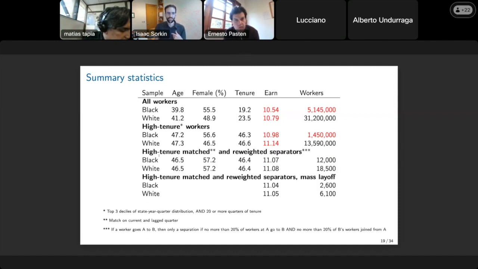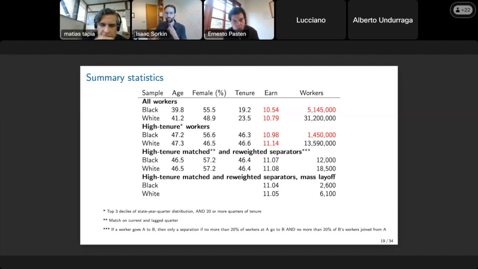Then I'll show you high tenure matched and reweighted separators. These matched and reweighted separators have mean earnings that lie between the earnings of high tenure black and white workers, so they don't look wildly strange. Ultimately I'll extrapolate from these samples to this sample, and they don't look wildly different. They have about the same amount of tenure, and in terms of share female and age, they look like high tenure workers.